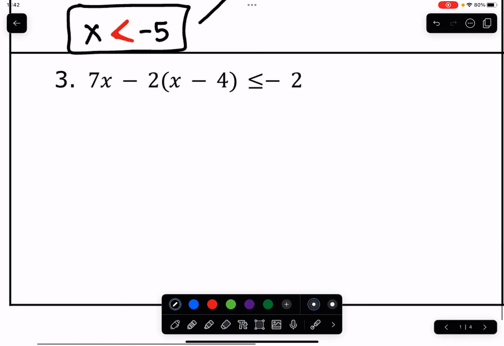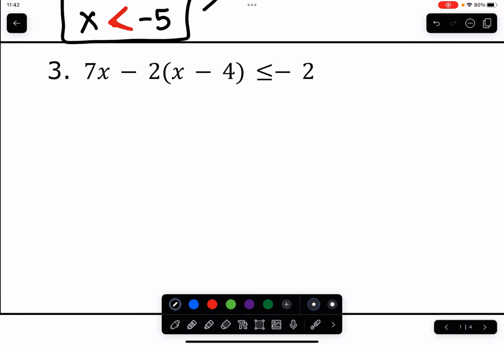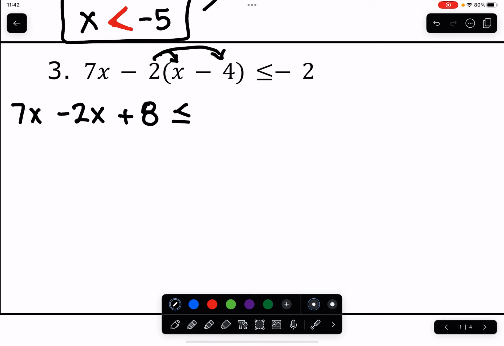So just like number 2, we're going to start by, again, getting rid of the parentheses. So we're going to distribute and multiply the parentheses by negative 2. So we'll bring down the 7x for right now, multiply the x by negative 2, which is negative 2x, multiply the negative 4 by negative 2, which is positive 8. And that is less than or equal to negative 2.